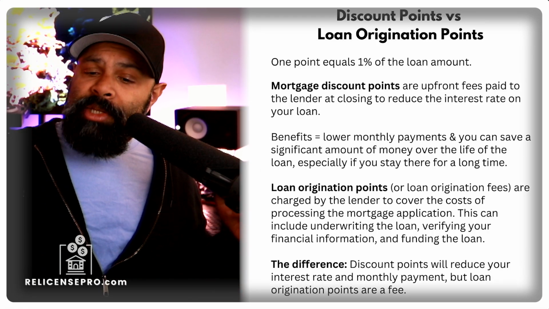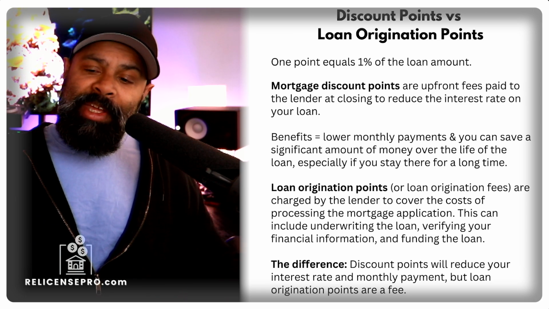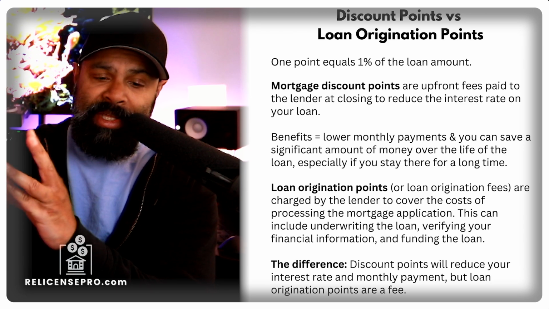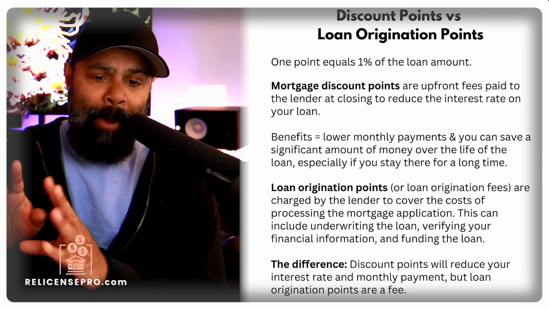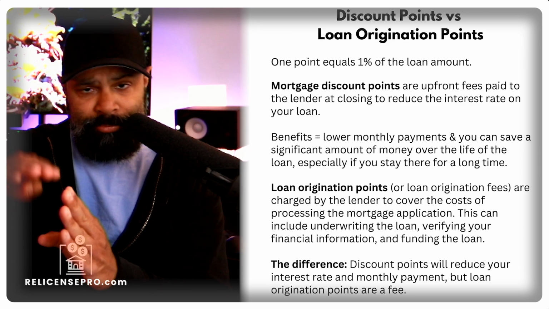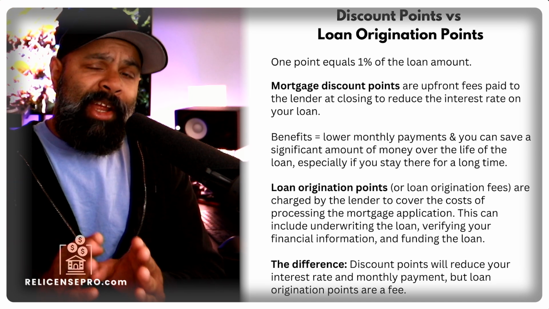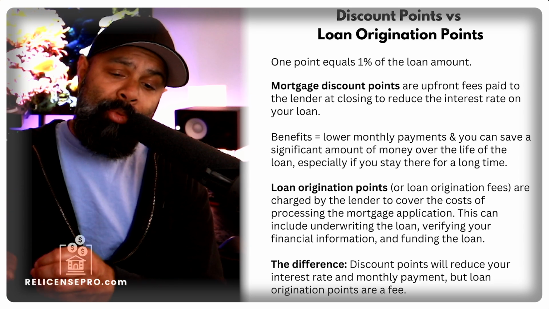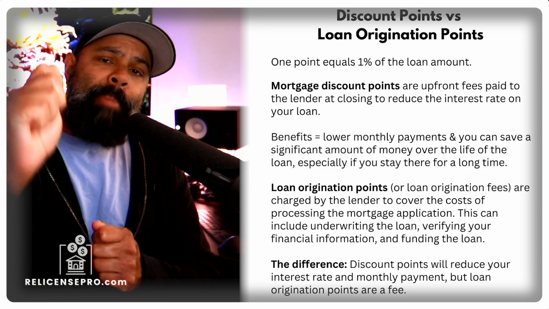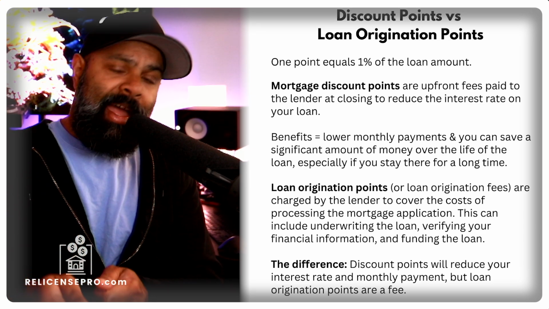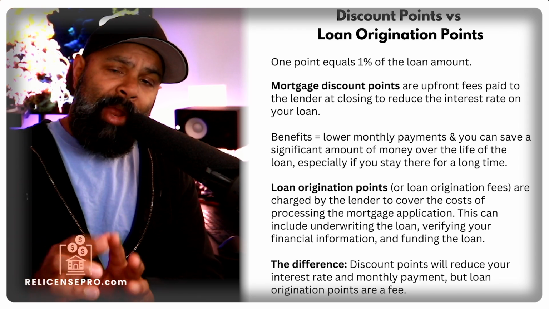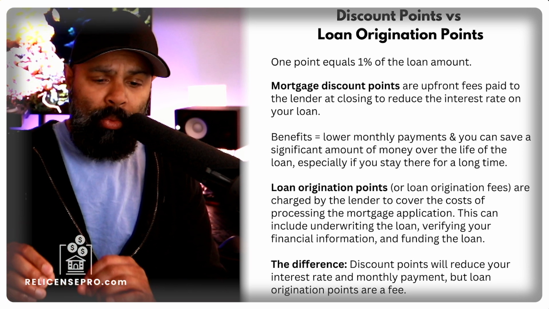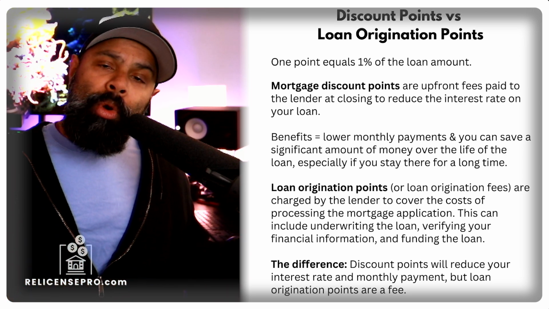Number one, mortgage discount points are upfront fees paid to the lender at closing to reduce the interest on your loan. Now, discount points can be temporary or permanent discount rates. So they could be permanent discounts or temporary discounts. In essence, you're prepaying the lender in advance to discount the rate in a fashion. It could be a 3-2-1, it could be a permanent discount or whatever. Now, the benefit is a lower monthly payment.